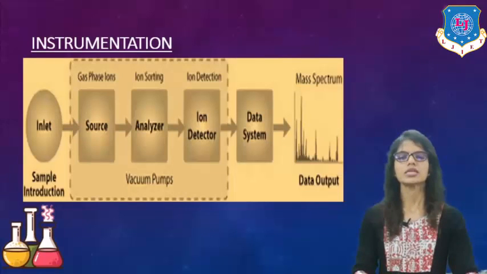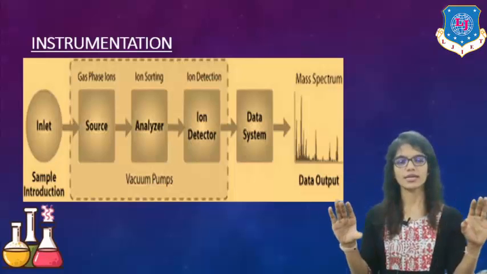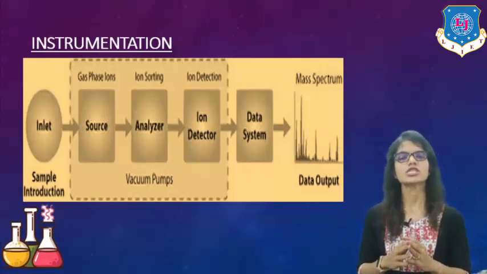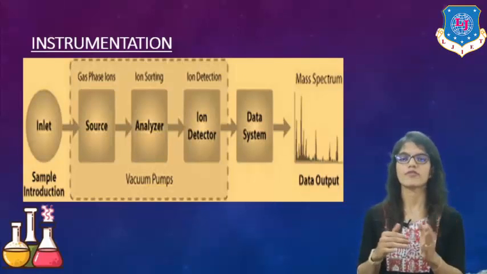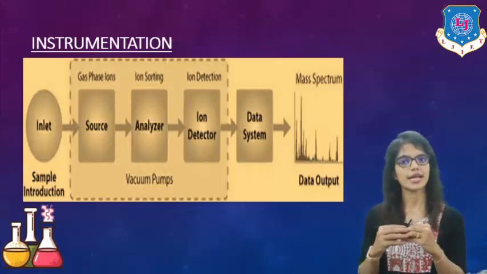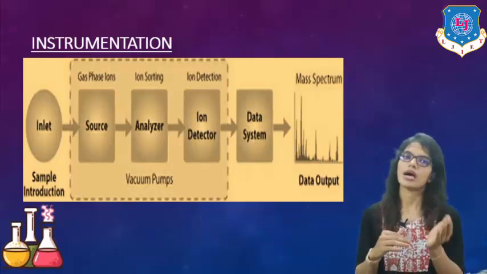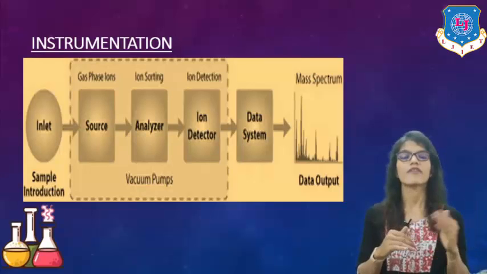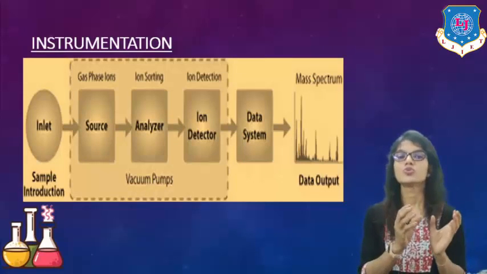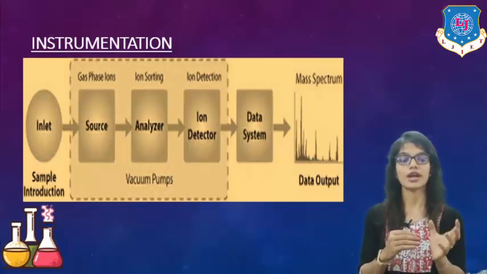Now, the instrumentation. First is the inlet, that means the sample introduction. After the sample is introduced, it goes through the vacuum pumps. The whole environment is under vacuum, in which first is the source, where the compound is converted into the gaseous phase. After that, it is bombarded with electrons. It is ionized, then moves to the analyzer, which gives us the ion separation. After that, it moves to the ion detector, which will detect the ions or fragments.